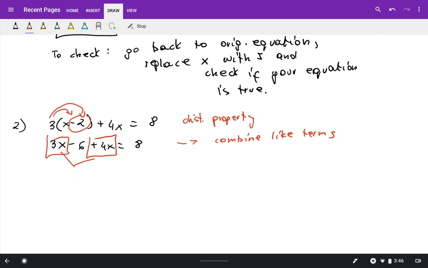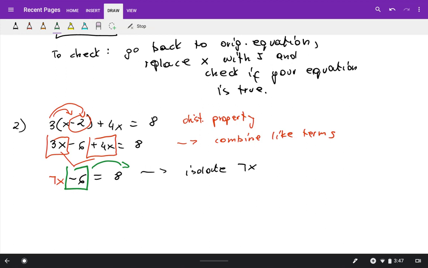3x plus 4x, you add the coefficients 3 plus 4, that will give you 7x. And we also have negative 6, I'm sorry, they're not like terms. So we only have 7x, I copy that negative 6 equal 8. When we have that, we're going to isolate 7x, which means leave 7x on the left side and move negative 6 to the right side.